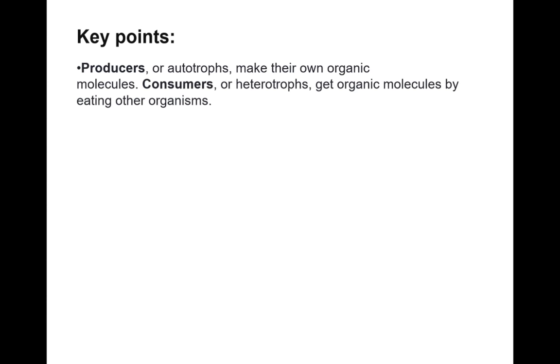The key points in this video are: producers or autotrophs make their own organic molecules. Consumers or heterotrophs get organic molecules by eating other organisms. So again, producers or autotrophs make their own food, so that would be plants. So producers, we know they make their own food, so those are like plants. And consumers are heterotrophs, which is what we are.